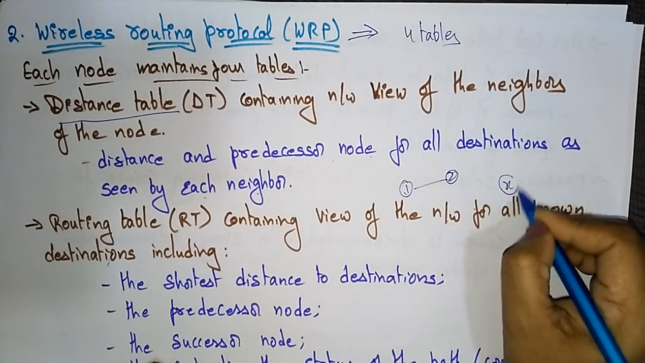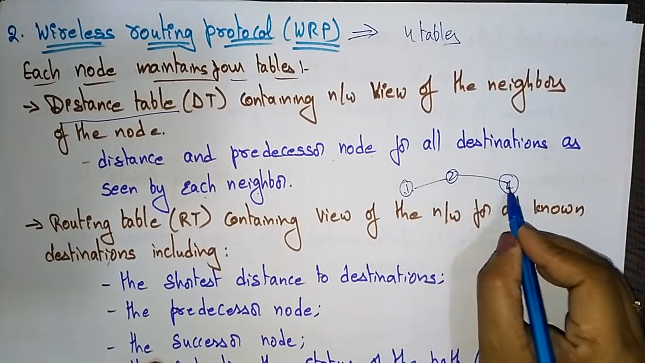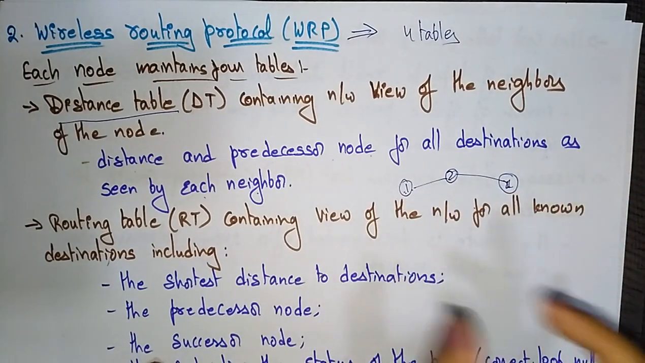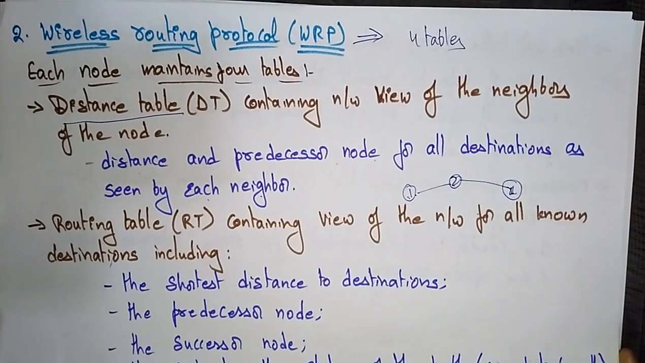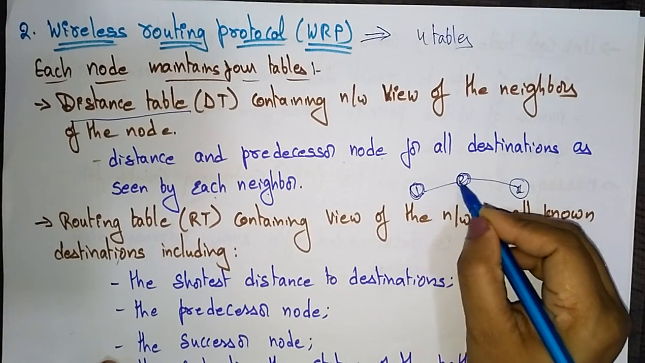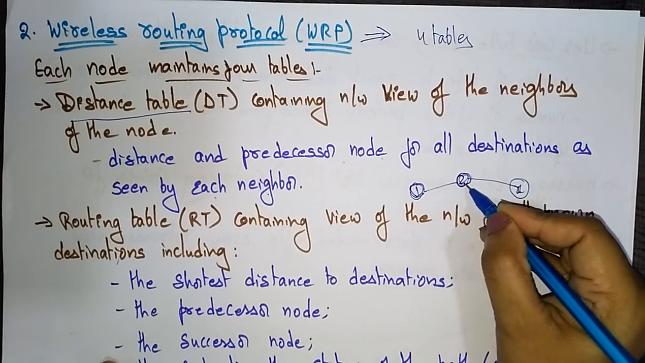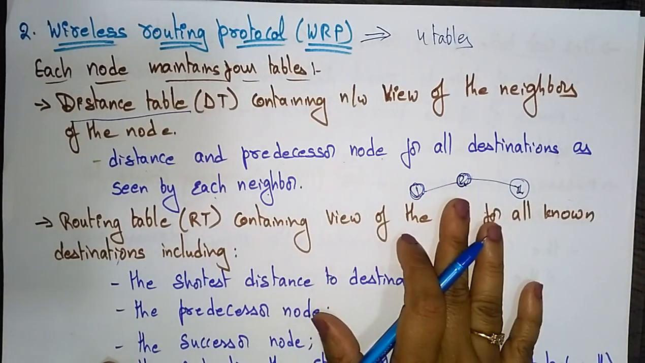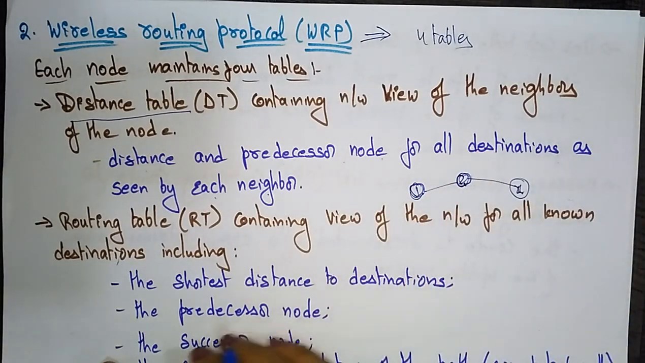Suppose X is the destination. From here, what is the distance? And from here, what is the distance? Everything will be maintained in the distance table. Whatever node is participating is itself acting as a destination, and it has to reach the final destination. So what is the distance between the present destination and the final destination?